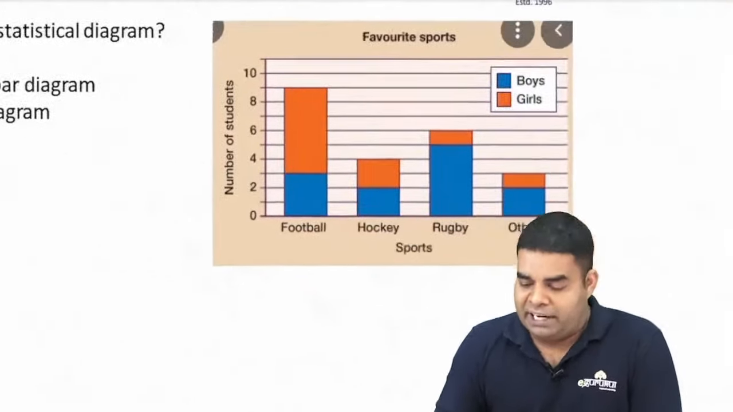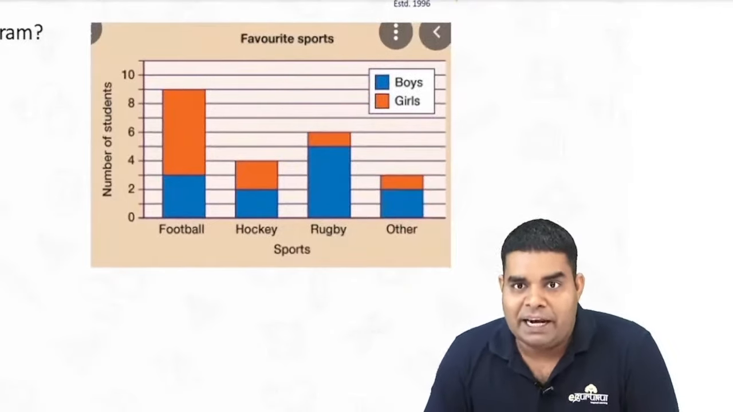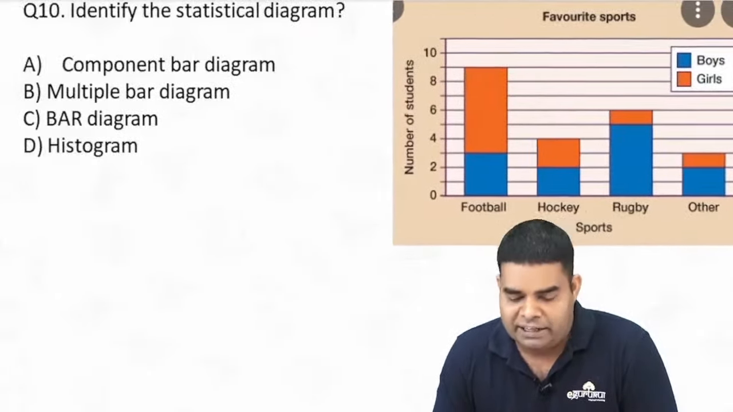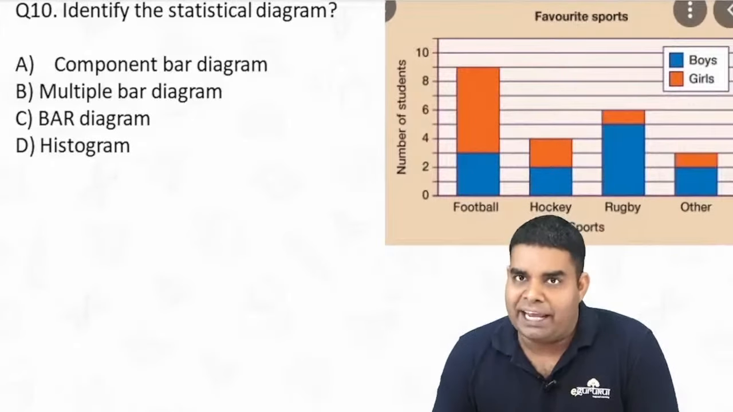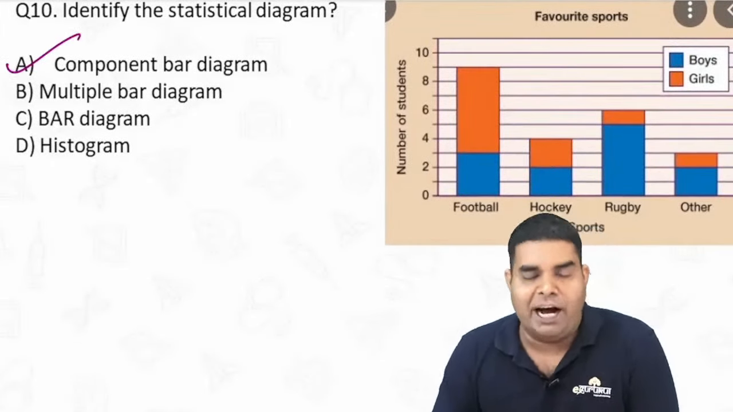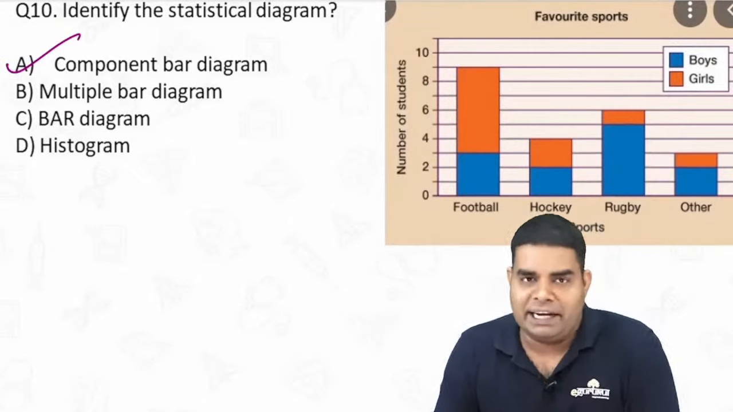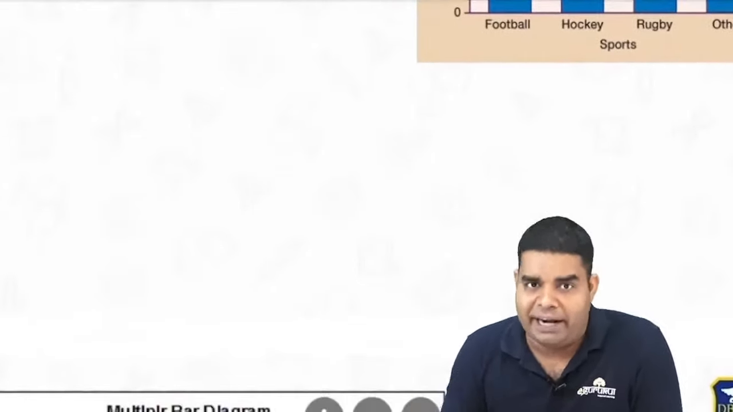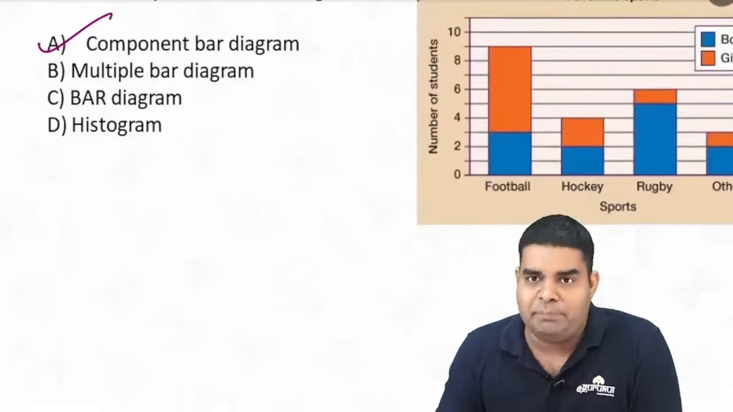So which statistical diagram is it? They are showing the favorite sports of boys and girls. This type of diagram is definitely a component bar diagram. We have also discussed in the class that there are 3 types of bar diagram. First of all, why is it a bar diagram?